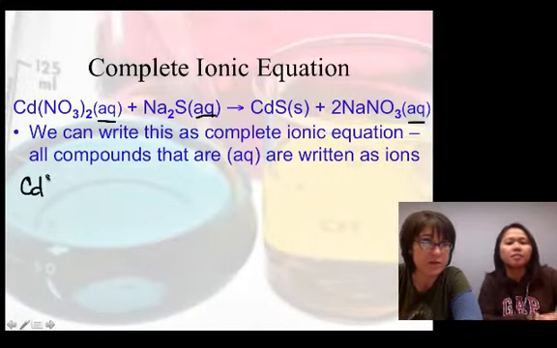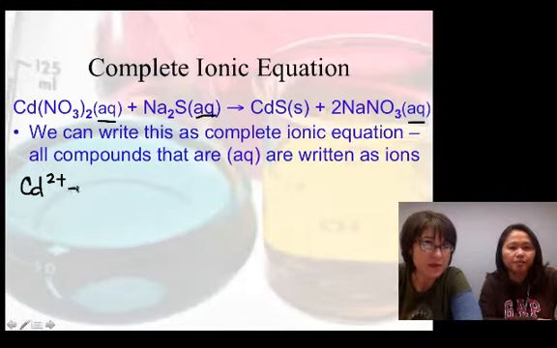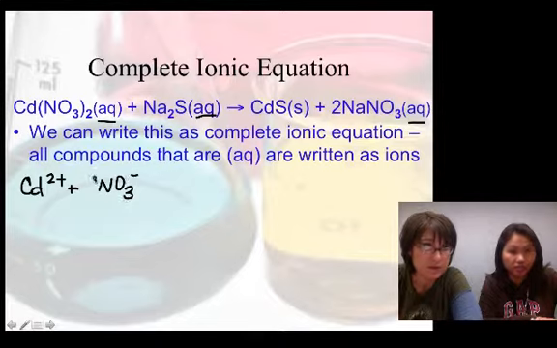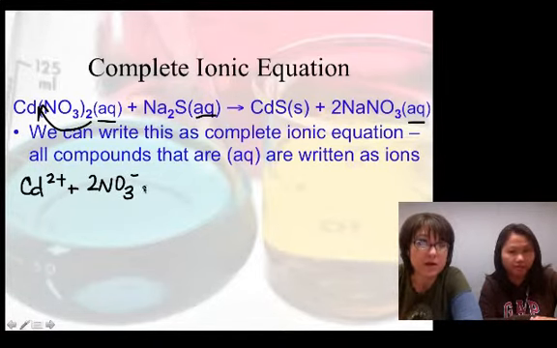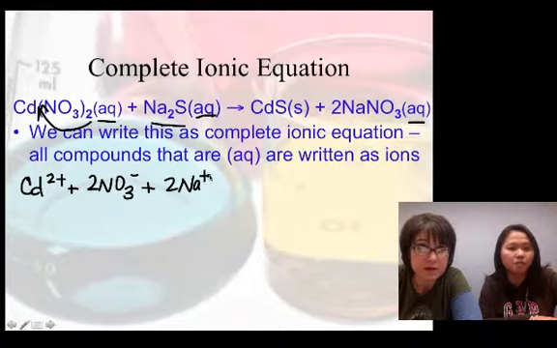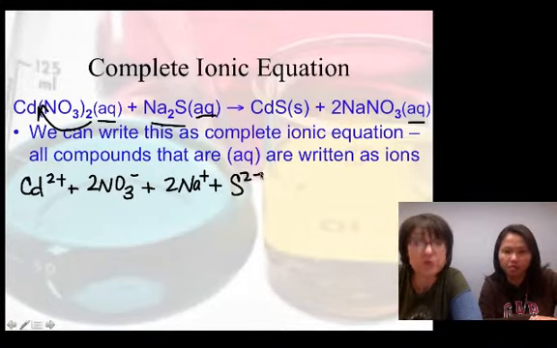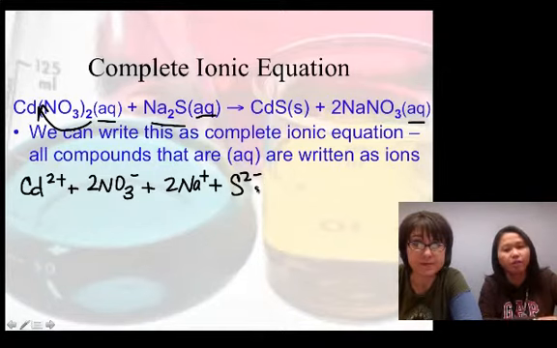So cadmium was a 2+. And how many nitrates do we have here? We have 2 nitrate, so I have to put the 2 in front, up here. Do not forget that. And then I have sodium sulfide: 2 sodiums and a plus. Then sulfur, I have 1 S minus. So 2 minus, because of the crisscross thing.